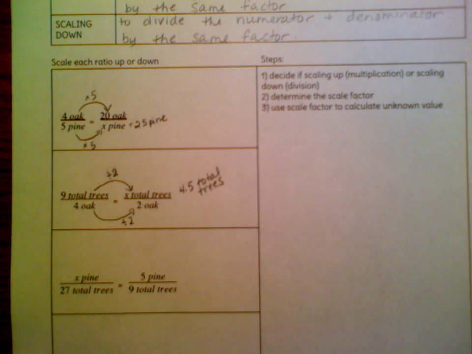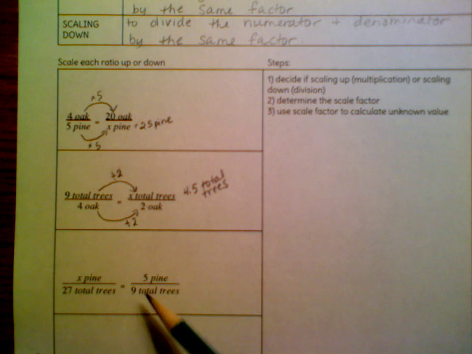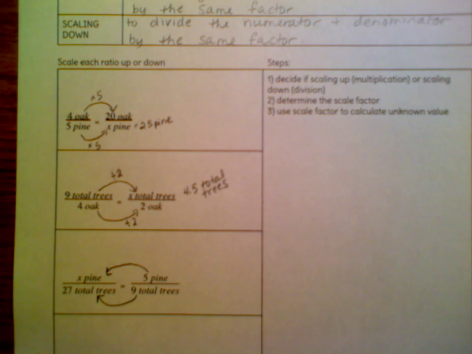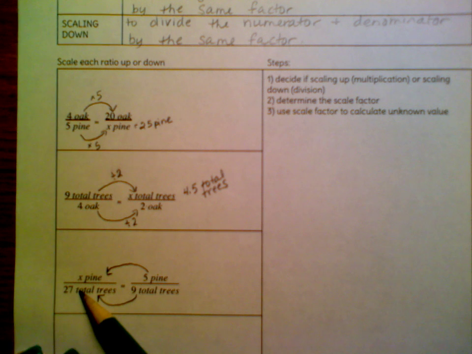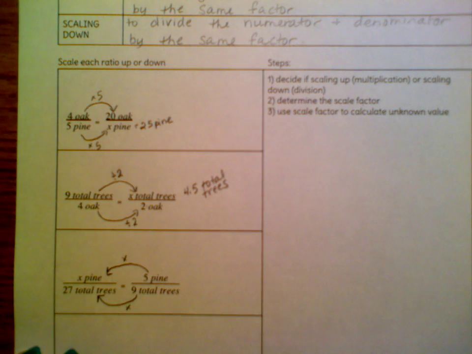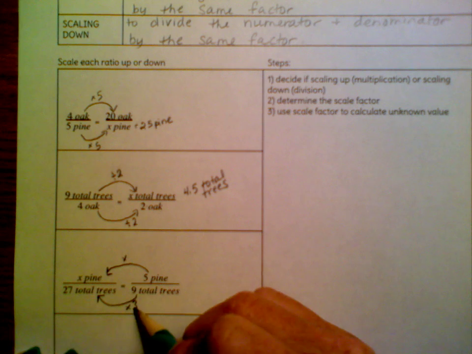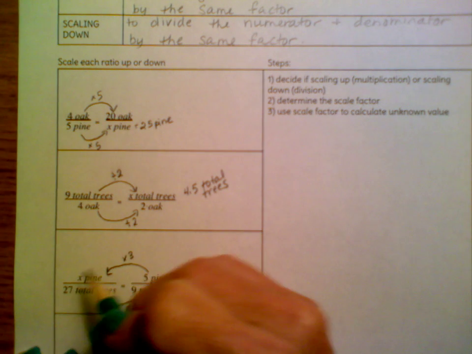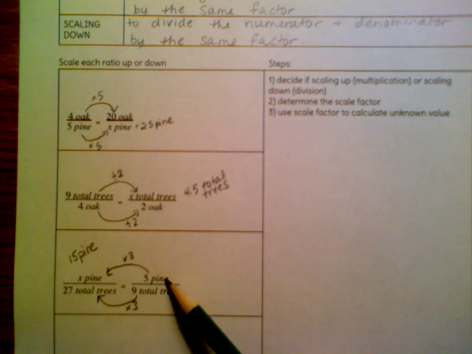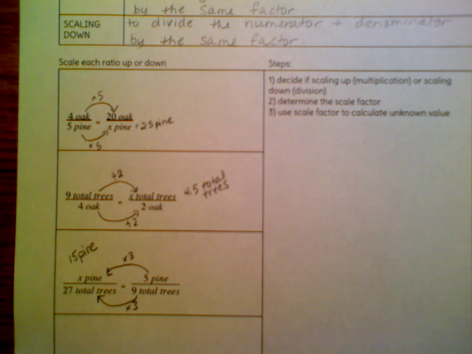Okay, the next example. Again, start with the ratio where you know both parts. So I'm actually starting here. I'm going to the left this time. I'm going this way. So how do I go from 9 to 27? I'm scaling up. Scaling up is multiplication. So now 9 times what is 27? 3. So my scale factor is 3. So 5 times 3, there would be 15 pine. So if there were 5 pine to 9 total trees, if we had 27 total trees, we would expect 15 to be pine.